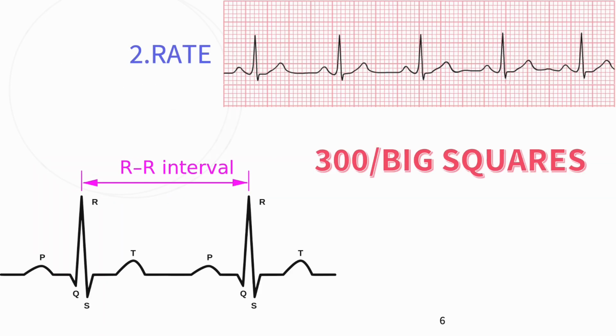The second thing you should look at in any EKG, guys, is the rate. What's the heart rate? The heart rate would very simply be calculated by dividing 300 by the number of big squares. So here, for example, between each R, 1, 2, 3, 4, so 300 over 4, I would say the rate here is 75 beats per minute.